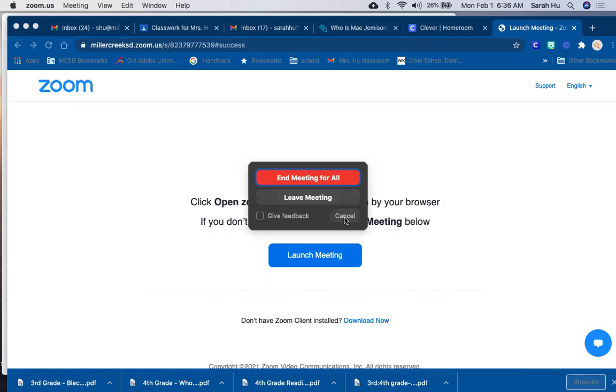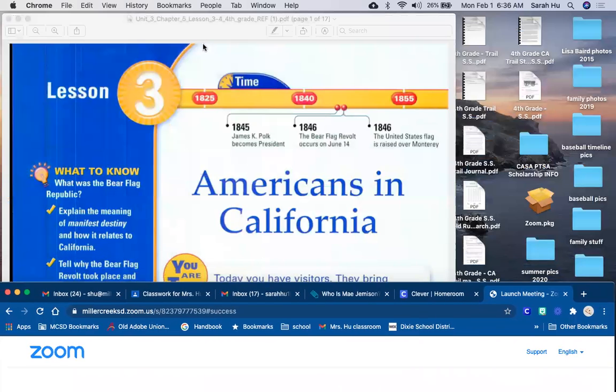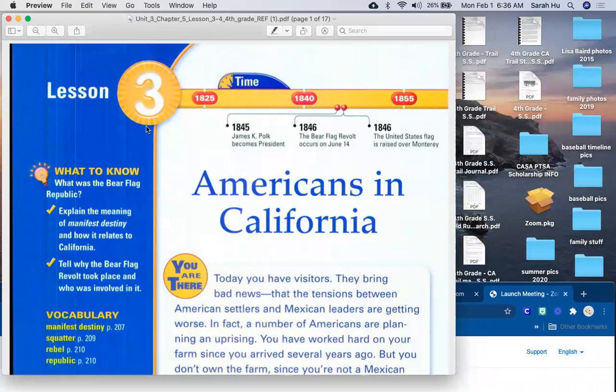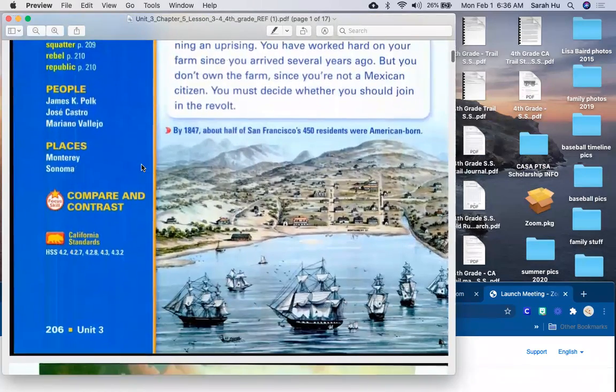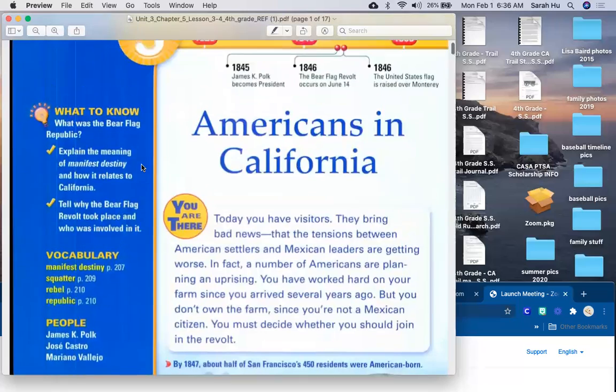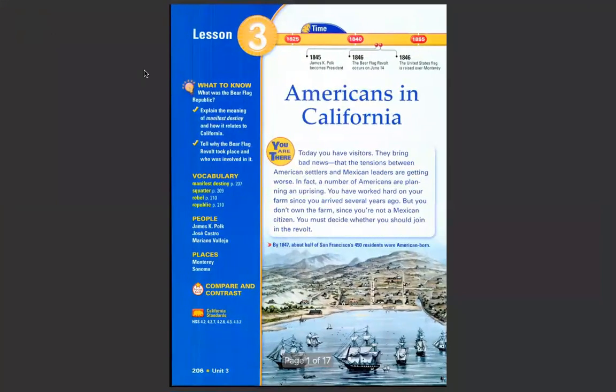Here we go. We can go on to this one. All right, so if you've chosen to follow along, then you have your reflections book out, and we are on page 206. Okay, let's open this up a little bit. Here we go. Americans in California.